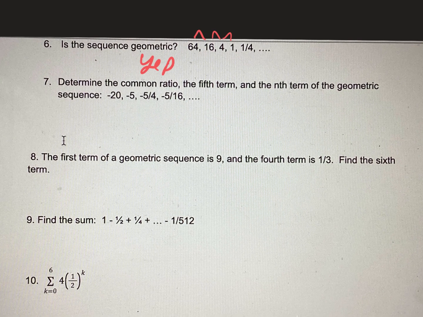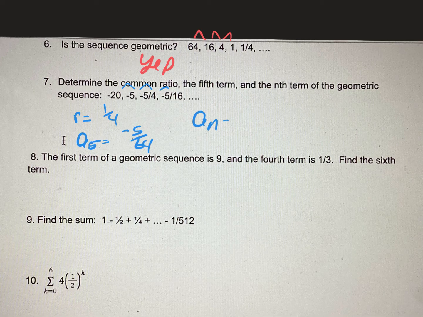Number 7, this one's telling you it's geometric. Determine a common ratio, the fifth term and the nth term of the geometric. Okay, let's go slow here. First of all, the ratio. The ratio is what they're multiplying by, which again, just like the last problem, they're multiplying by 1/4. Okay, now the fifth term, guys, they gave you the first 4. So I'm just going to multiply by 1/4 again and get -5/64.